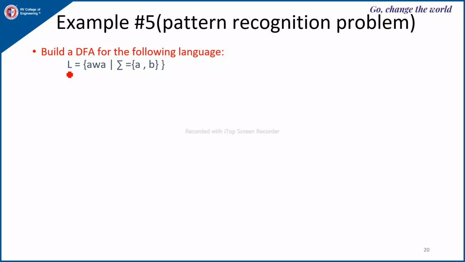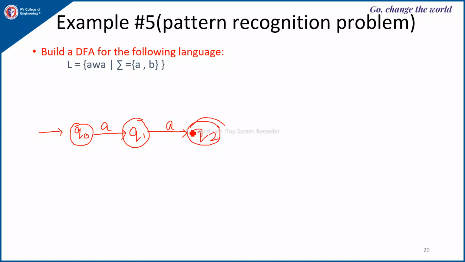Build a DFA for L equals to A w A, which means it has to start with A and end with A, with a minimum of 2 alphabets in the language. So I start with Q0. The minimum string is AA. So on A, I'll go to the state Q1. On one more A, I go to the state Q2. So AA is the minimum string, so it has to be accepted. So Q2 has to be the acceptance state.